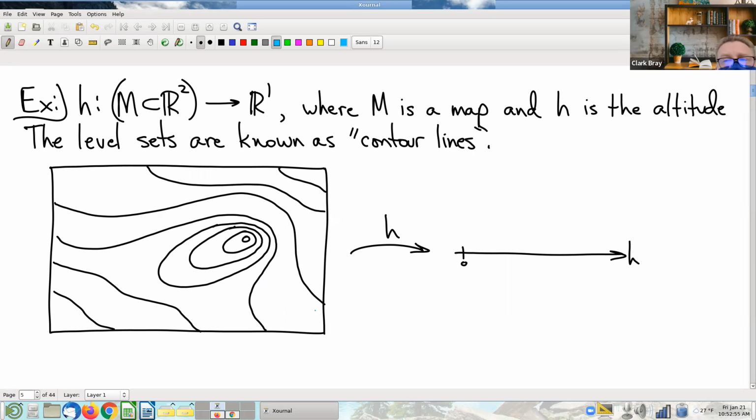In fact, notice these are level sets. Specifically, these are where you're setting the altitude equal to various different constants. That's what level sets are. So contour lines are literally level sets of the altitude function. Does that make sense to everybody?